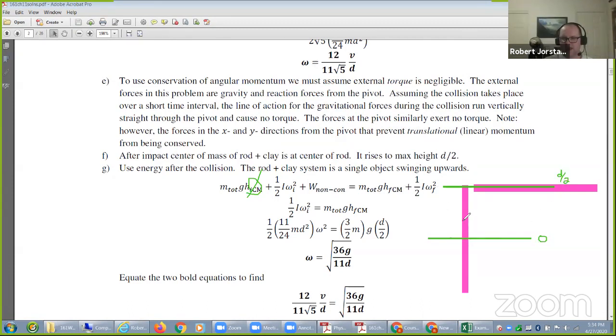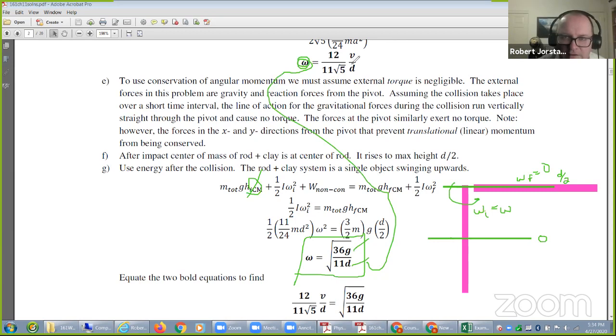And now at the end, it stops swinging, right? It reaches up to max height, so it's rotating here. So I have omega initial, we called that omega in the previous step. Omega final, it stops rotating at max height because it swings up and then it's going to swing back down. So now I get another equation. Aha! This is where it gets fun. I now have an equation for omega. I could take that and shove it into here, and I could figure out V.